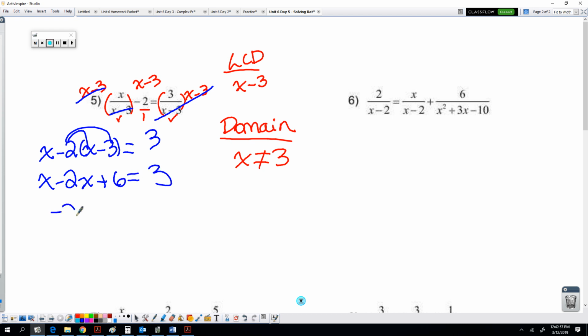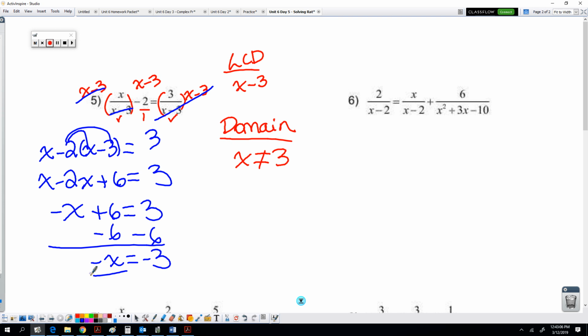And then we're going to combine my like terms. Then we're going to move my 6 over. Then we get to divide by negative 1. So my x equals positive 3. So let us take a look at that number. If you notice, it appears in my domain. It says x cannot be equal to 3. Since it says x cannot equal 3, this is not a solution.